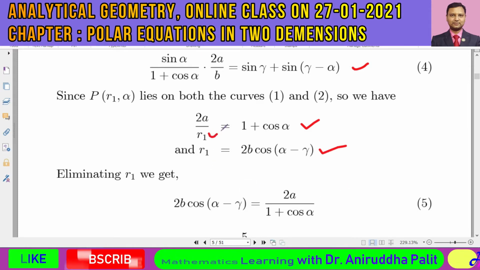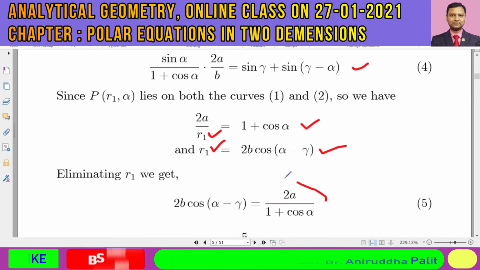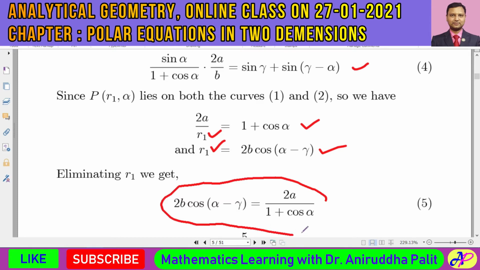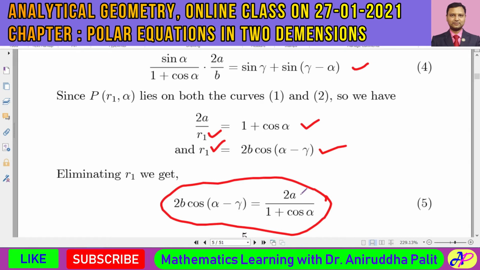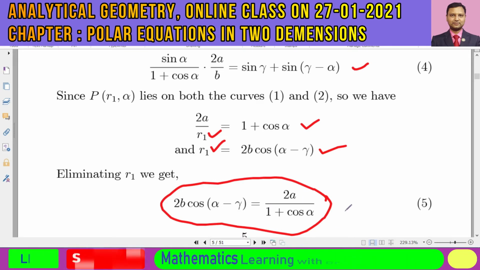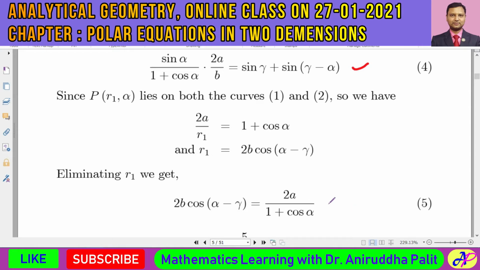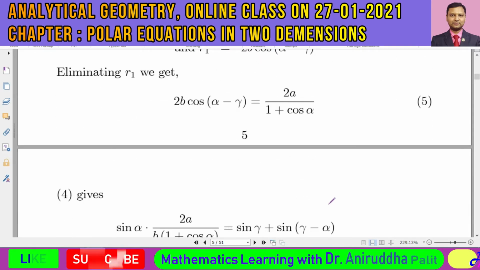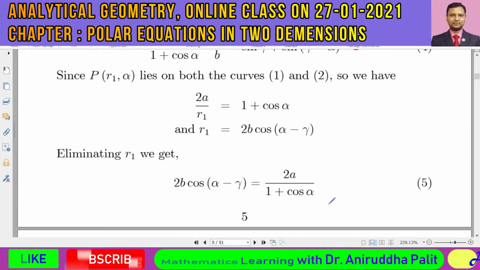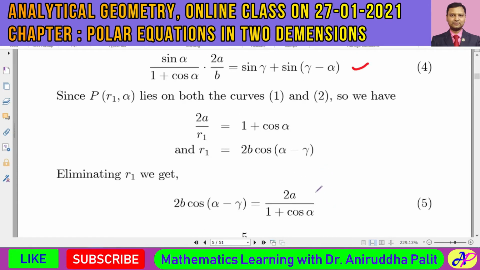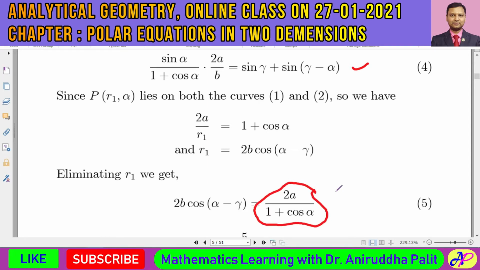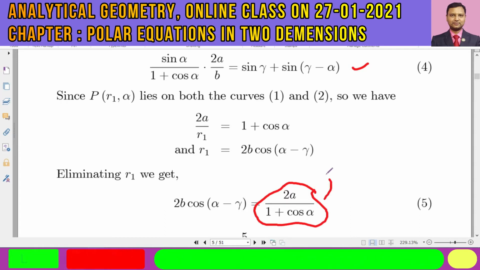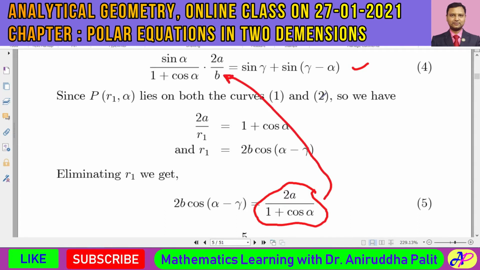Now, from these two relations, we just eliminate this unknown quantity R1. If we eliminate R1, we get this type of relation, that twice b cos of alpha minus gamma is equal to twice a by 1 plus cos of gamma. And you see, from this relation, this right hand side expression, twice a by 1 plus cos of alpha, can now be substituted over here.